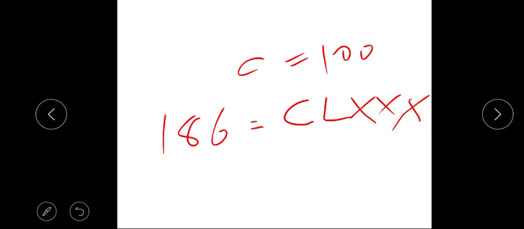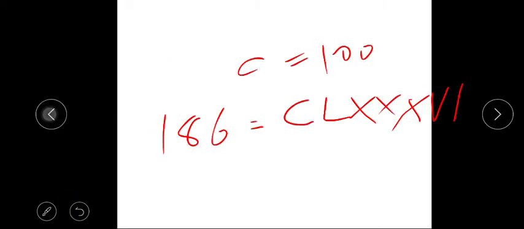Then for 6 we use VI. Okay, VI, 5 plus 1 is 6. So the symbol for 186 is CLXXXVI. We have to write X three times in Roman numerals, then only it becomes 186. We have to add all these symbols: 100 plus 50 plus 10 plus 10 plus 10 plus 5 plus 1, that is 186.